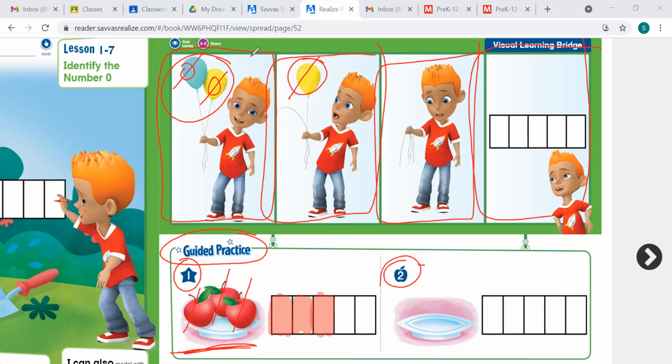Let's go to number 2. Let's look at the plate. Let's count the apples on the plate to show how many. There are no apples on the plate, so what do we do here? Do we color in any boxes? No. There are 0 apples, and we color 0 boxes.